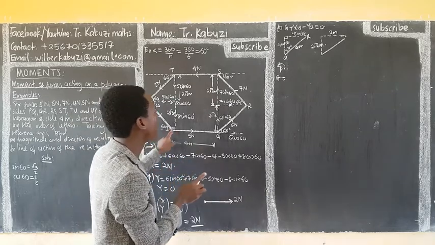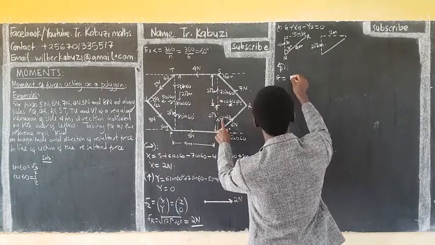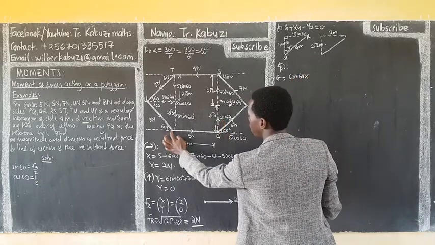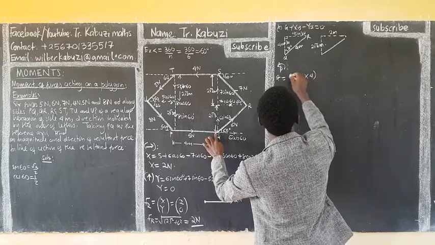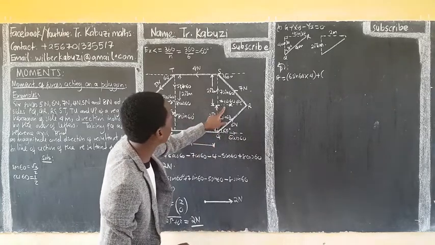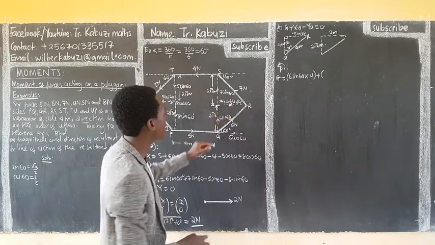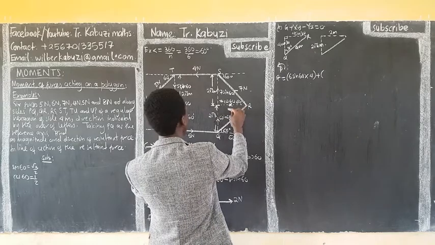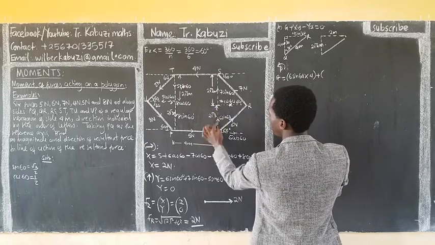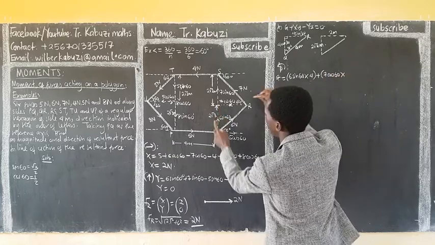So what are we remaining with? We are remaining with this one. This force is going to be 6 sine 60, times the perpendicular distance from P, from here up to here, which is 4 units. Then plus, which other force do we have? Remember, we also have the force here, the one for cos. This force is going to be 7 cos 60 times the perpendicular distance from this.